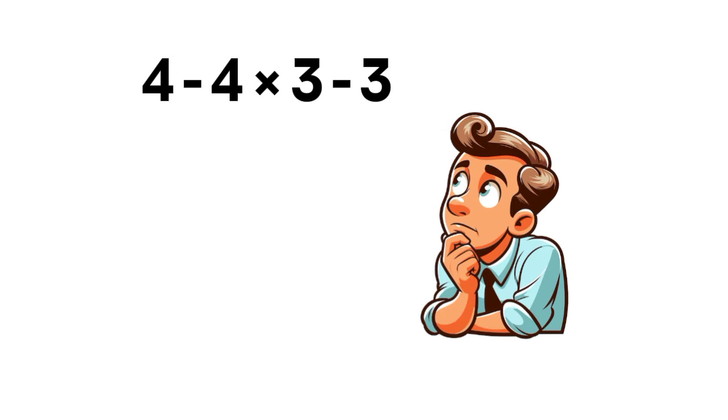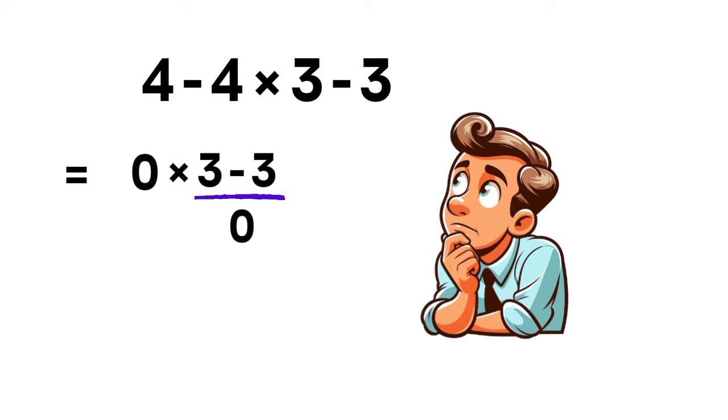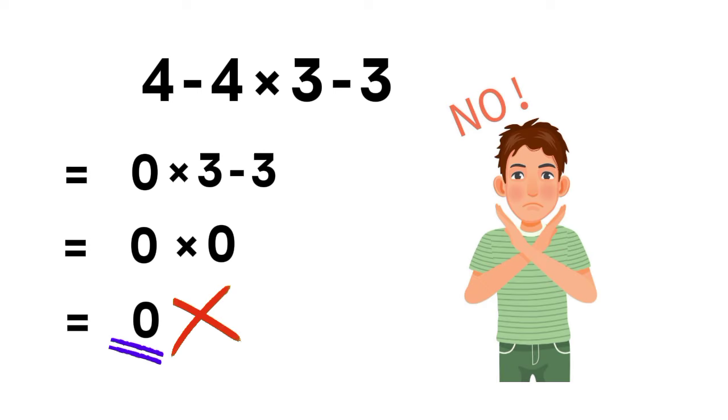Some people might start by doing 4 minus 4, which gives 0. Then they bring down the times 3 and the minus 3, turning it into 0 times 3 minus 3, which becomes 0, and finally 0 times 0, which they think is 0. But this answer is not correct.